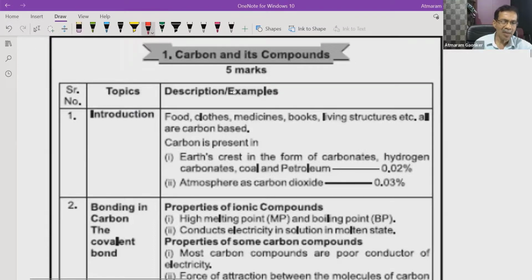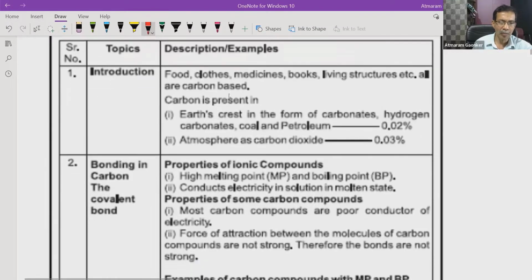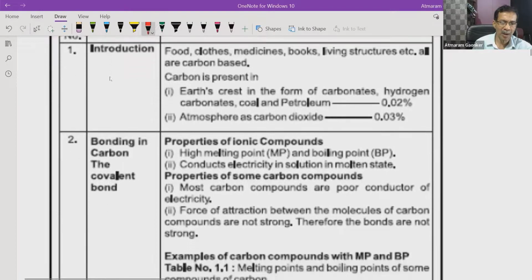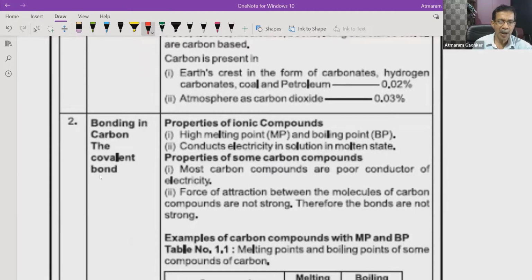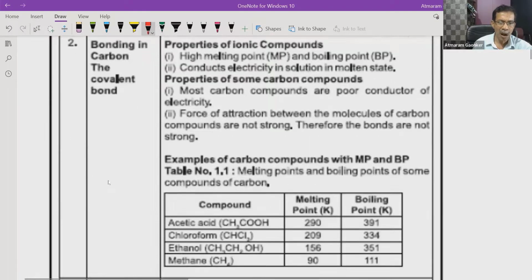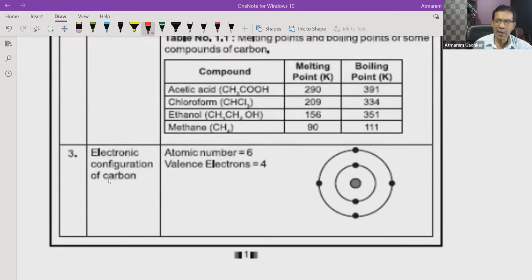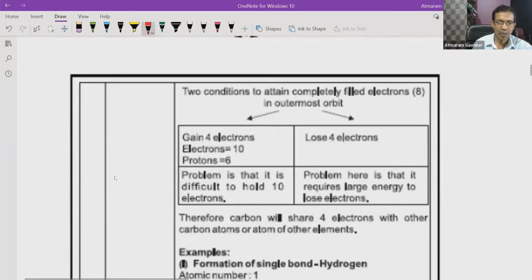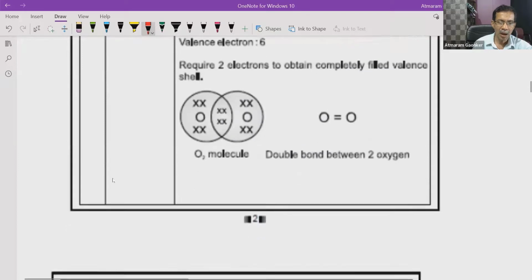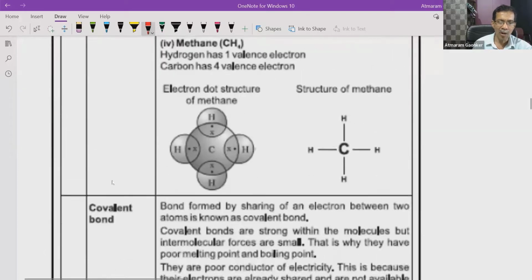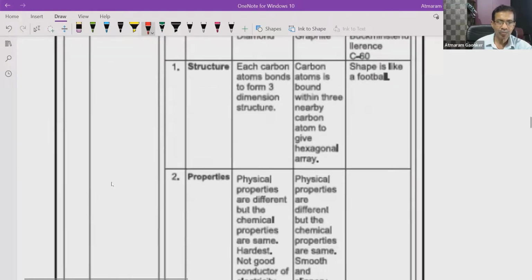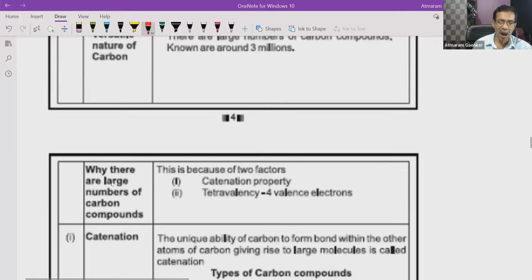This chapter, carbon and its compounds, has some points here. First point is introduction. Second, bonding in carbon, the covalent bond. Then we will see the electronic configuration of carbon. Then we will see the covalent bond and allotropes of carbon. Then the versatile nature of carbon.